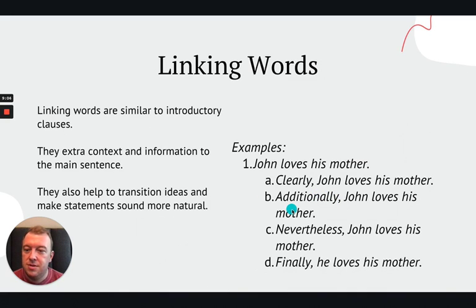"Additionally, John loves his mother." In this one, it's "additionally." So that means they must have been listing other things before this. Okay? Number three here, the third one. This one's really interesting. "Nevertheless, John loves his mother." So this gives me a clue that maybe John and his mother don't get along that well, right? They might not get along, but nevertheless, he still loves his mother.